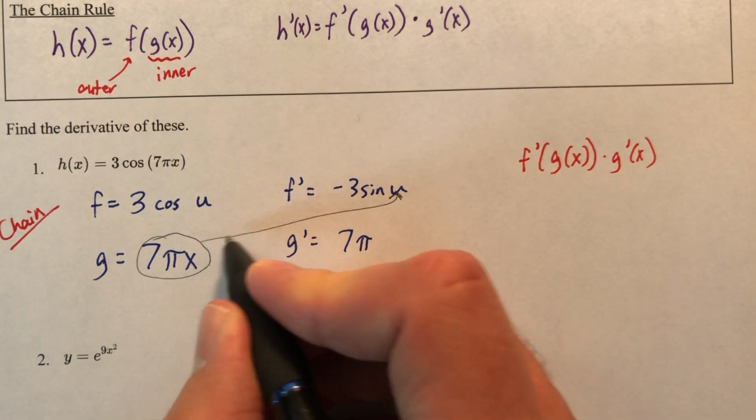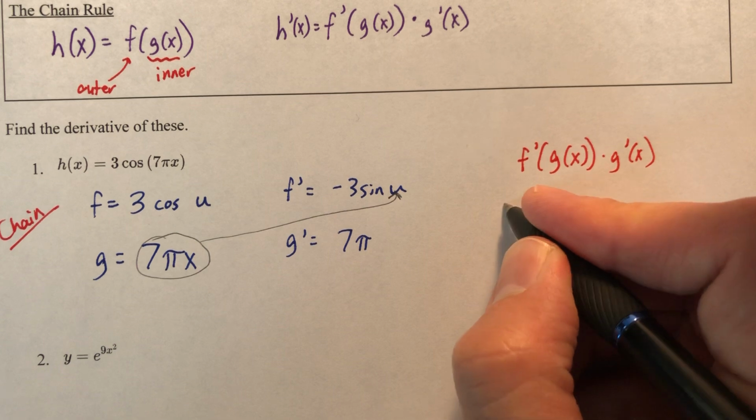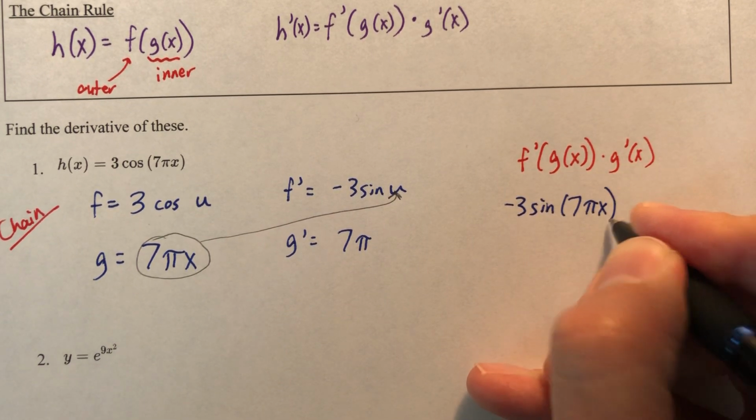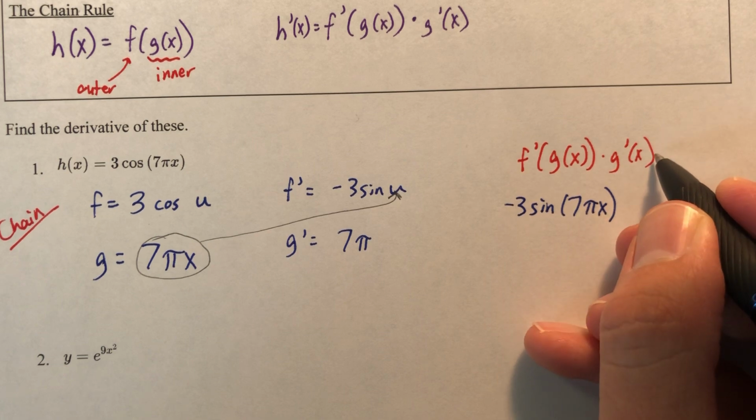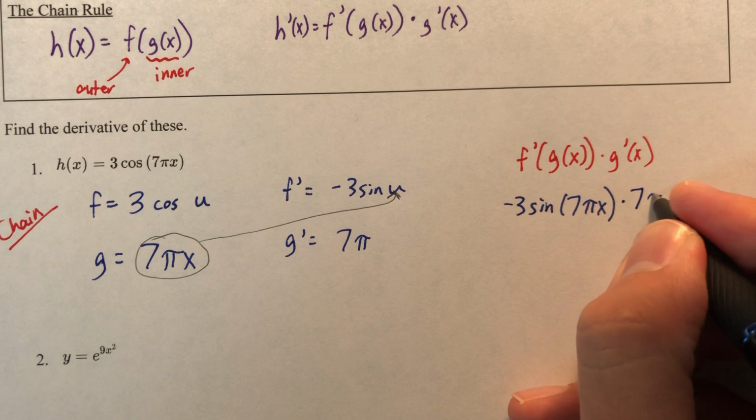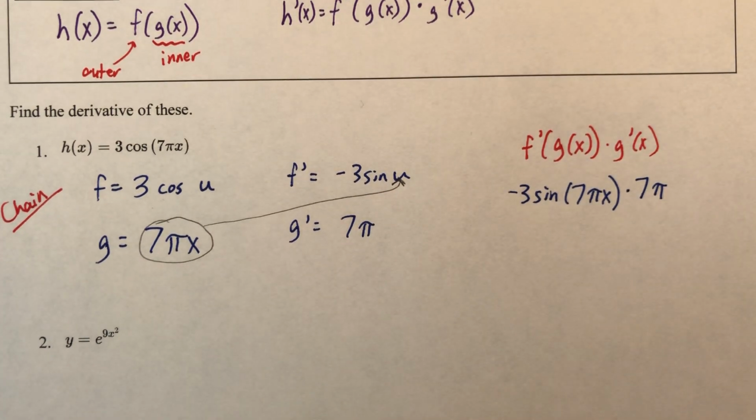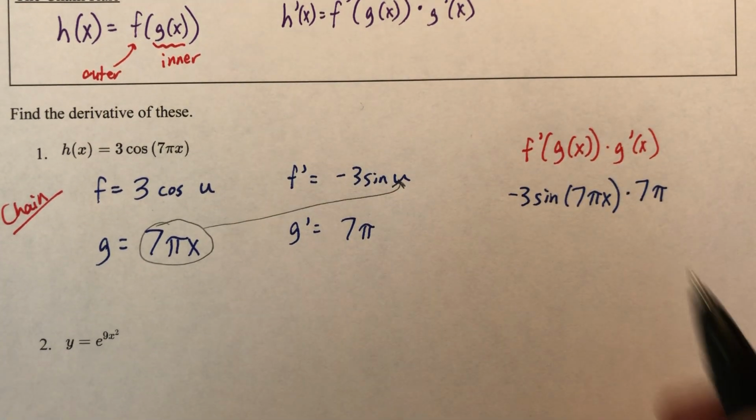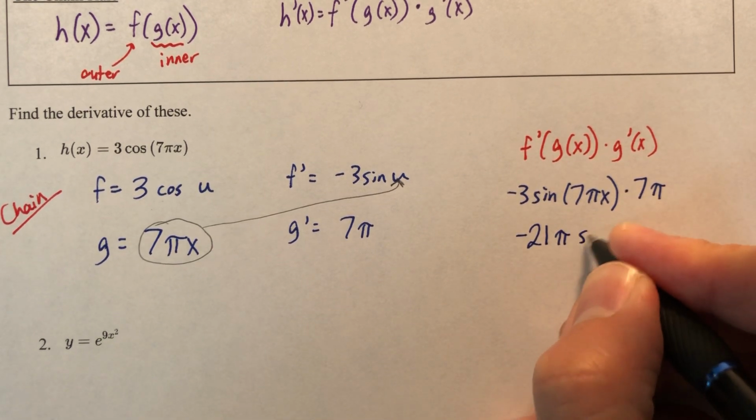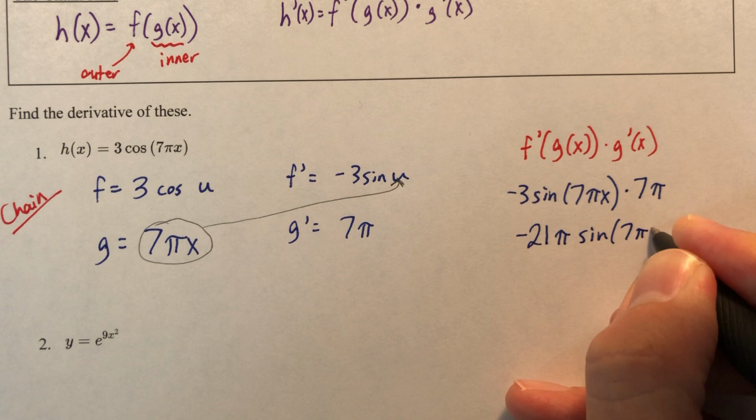We're going to take this and we're going to plug it in there. So we're going to have f prime, which would be negative 3 sine of 7 pi x. And we're going to multiply by g prime. And g prime is 7 pi. Okay, so this is good. It's sort of done, but let's clean it up a little bit because it's kind of gross. So negative 3 times 7 is negative 21 pi sine 7 pi x.